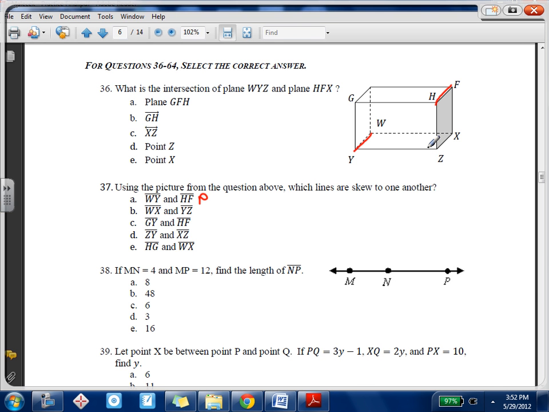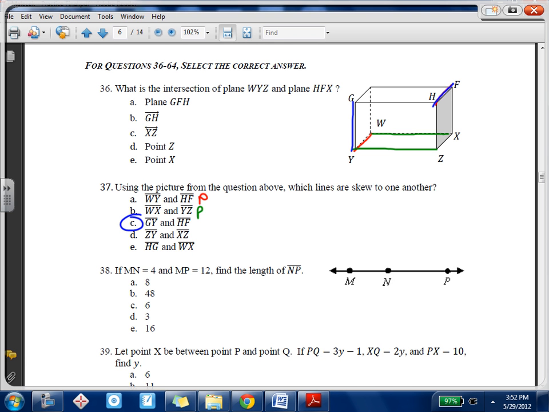WX and YZ. WX goes this way, YZ goes this way. Notice that once again they go the same direction, so those are parallel. GY and HF. Here's GY, and here's HF. Notice that those two will never intersect each other, and yet they don't go in different directions. So this is my skew lines.